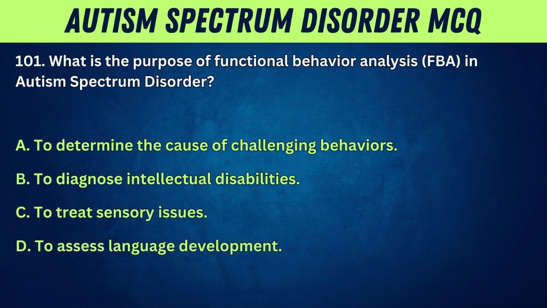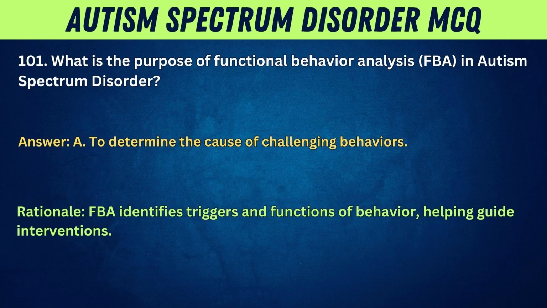101. What is the purpose of functional behavior analysis, FBA, in autism spectrum disorder? A. To determine the cause of challenging behaviors. B. To diagnose intellectual disabilities. C. To treat sensory issues. D. To assess language development. Answer: A. To determine the cause of challenging behaviors. Rationale: FBA identifies triggers and functions of behavior, helping guide interventions.